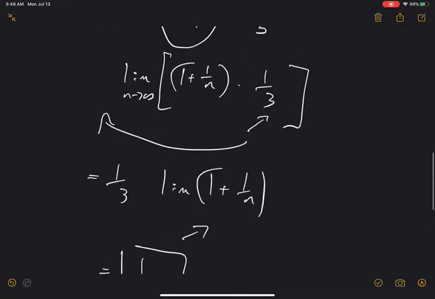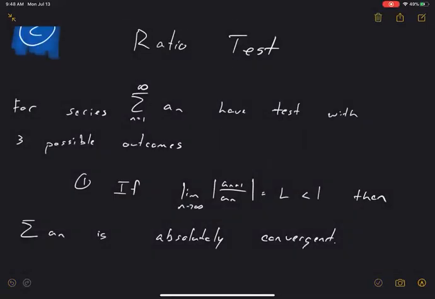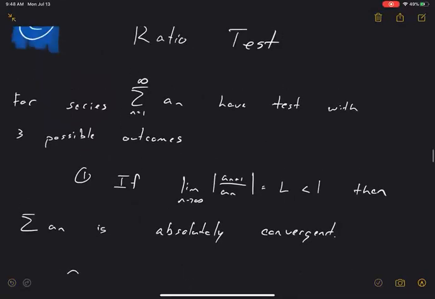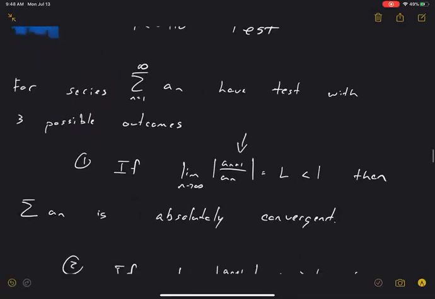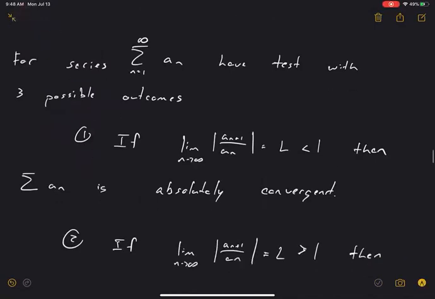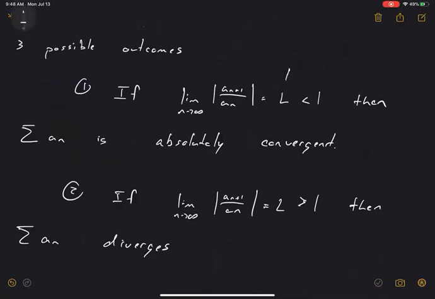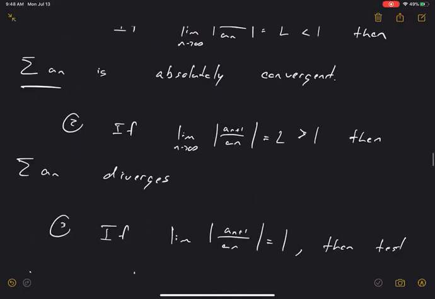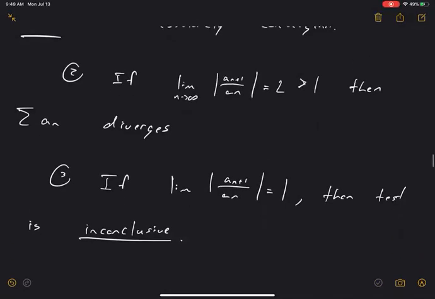Okay. So now let's go back to the notes. So we've seen what the ratio test is. It's just the a_(n+1) over a_n, absolute value. Always do absolute value. Now there are 3 results of the ratio test. If that limit is less than 1, then the series a_n is going to be absolutely convergent. Remember, that means that the series of absolute values converges. If the limit is greater than 1, then the series diverges. And if the limit is equal to 1, the test is inconclusive.